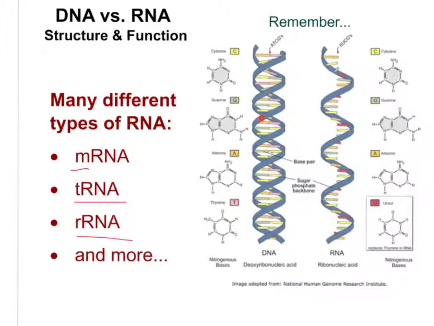So DNA has one less oxygen on that sugar than the RNA sugar. So the sugars are a little bit different. And that's partly why the uracil is used instead of the thymine. It's an easier fit to bond with the sugar on the RNA molecule.